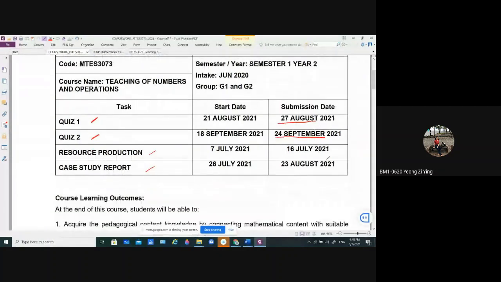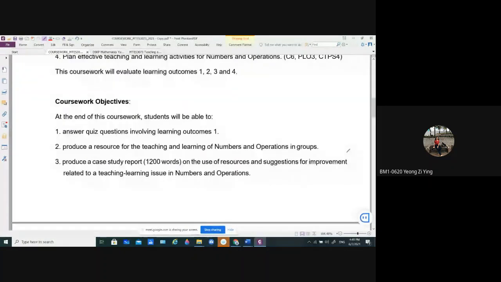Okay, so resource production will begin tomorrow, 7th July until 16th July. Case study report will begin after you finish your resource production. Then you work on your case study report until 23rd of August. Okay, all this you can go and read later on your own.